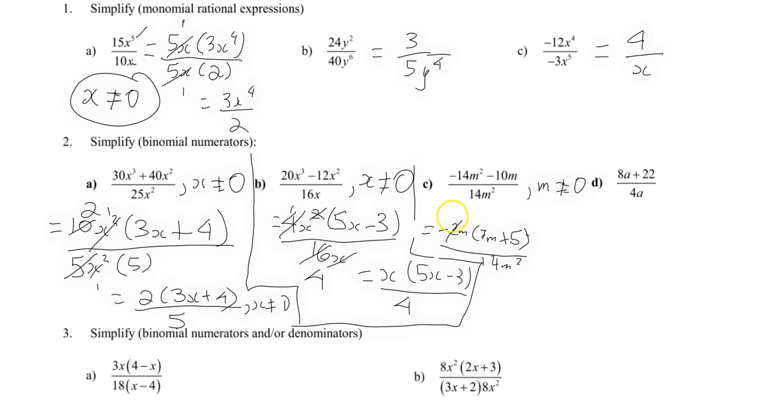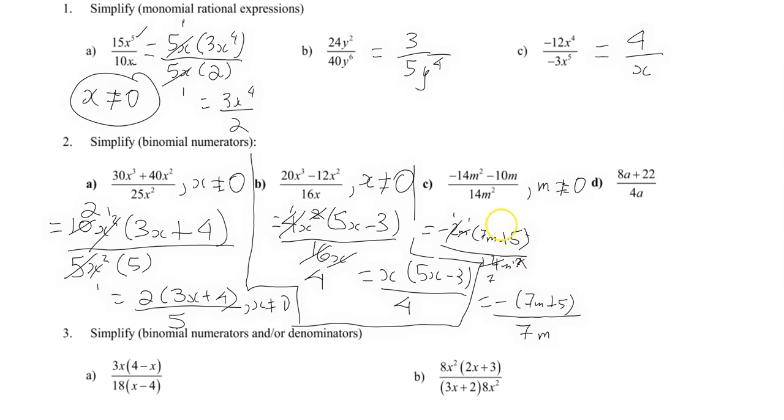Okay. So negatives, always leave them up top. That'll be a 1. That'll be a 7. The bigger power is in the denominator. It's a squared, so we're going to reduce it to a 1. We cross that power off. So up top, I have a negative, then a 7m plus 5. Then on the bottom, I'm left with a 7 and an m.